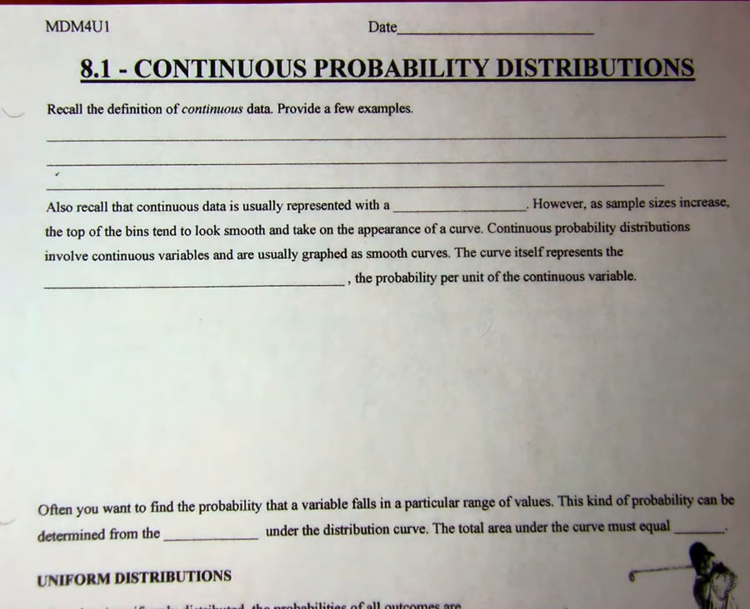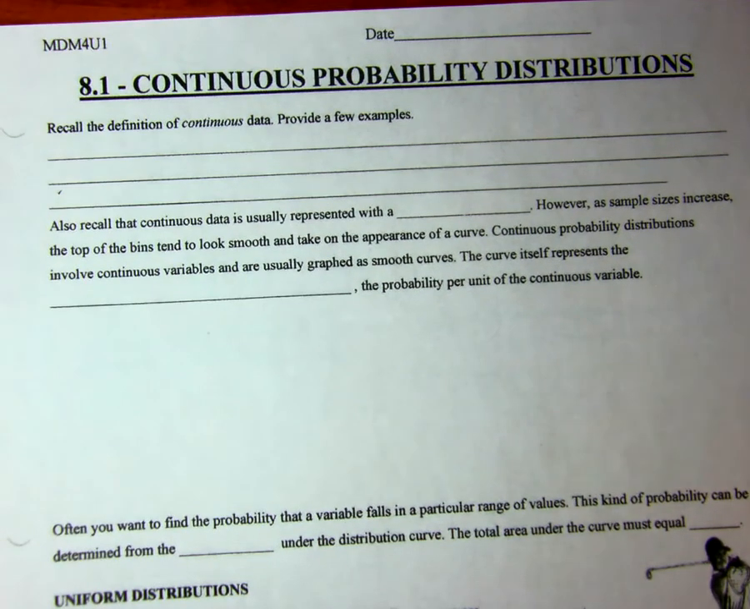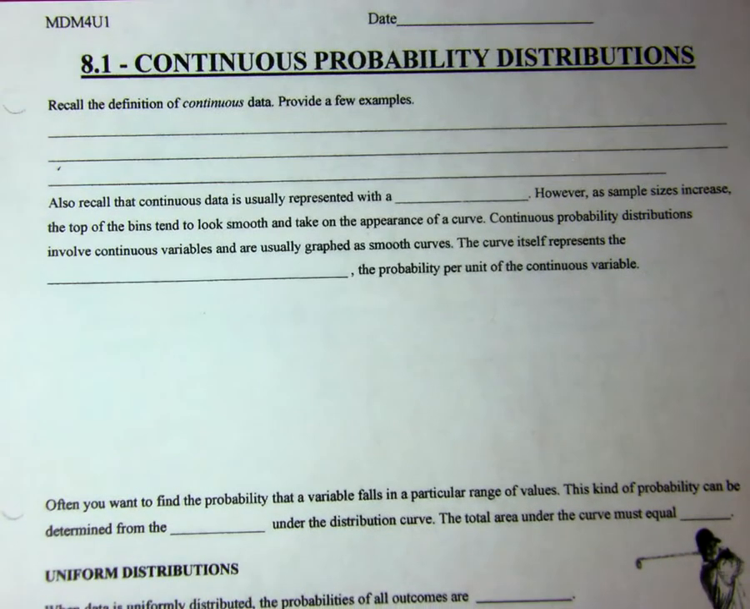Okay, so welcome to a new unit. This is called continuous probability distributions. It's going to focus on something called the normal distribution, which is very common. Most of the distributions we see in real life are normal distributions, so we'll focus in on that.